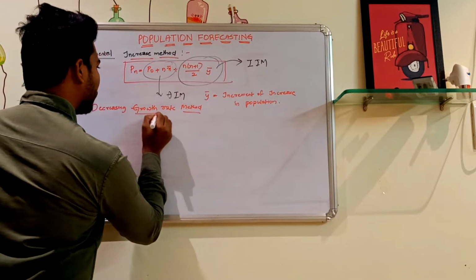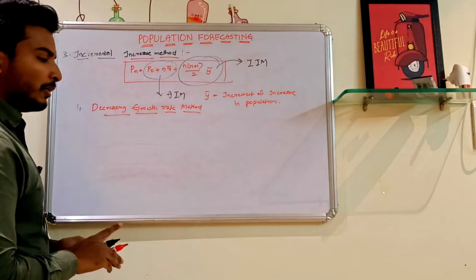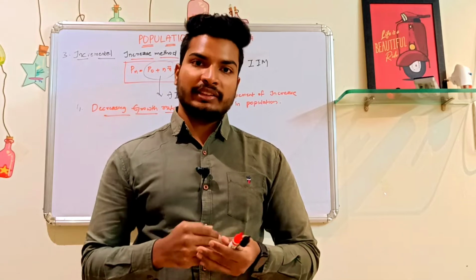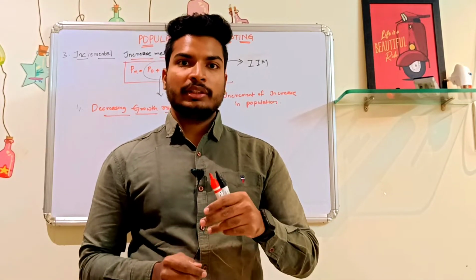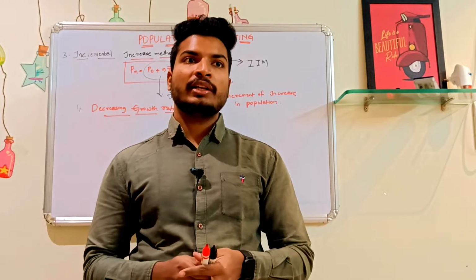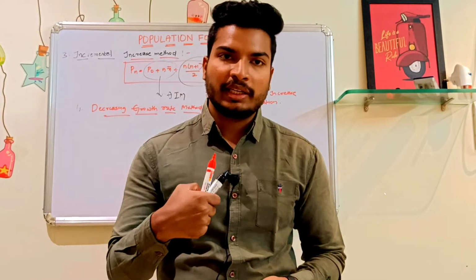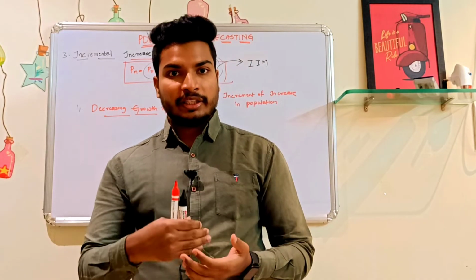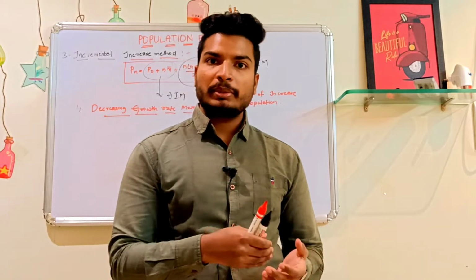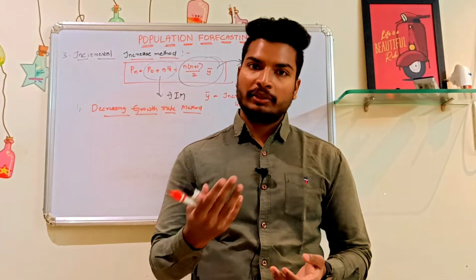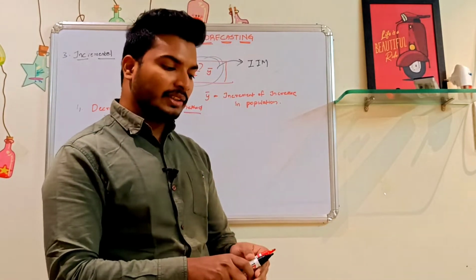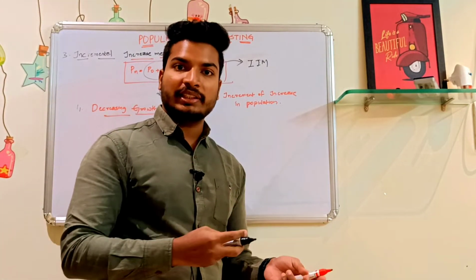So decreasing growth rate method is the final method. Here the rate of population growth decreases in the future, then we apply the decreasing growth rate method. It may be due to any reason, the rate of population keeps on decreasing, due to non-development, less GDP, fewer funds, or whatever the reason.